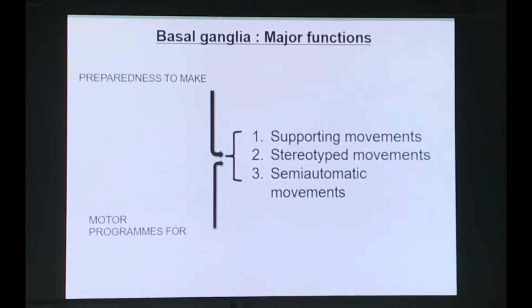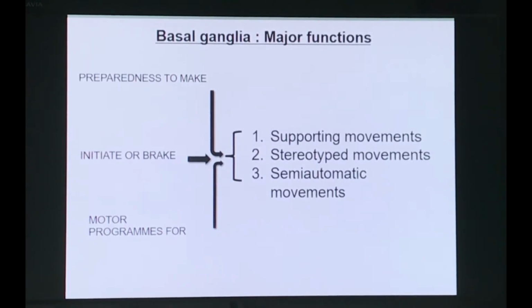They also help in initiating or breaking movements. If you see stereotyped movements, these are unwanted, repetitive movements, and these are inhibited or stopped by the basal ganglia. The basal ganglia also help in initiating movements through different pathways, the pathways which I have already discussed in my first video, that is the direct and indirect pathway.